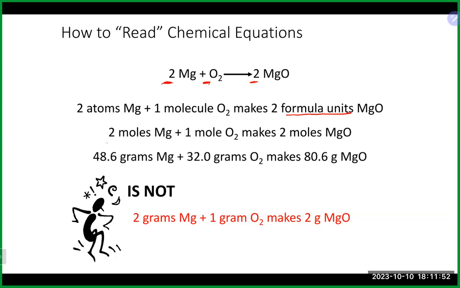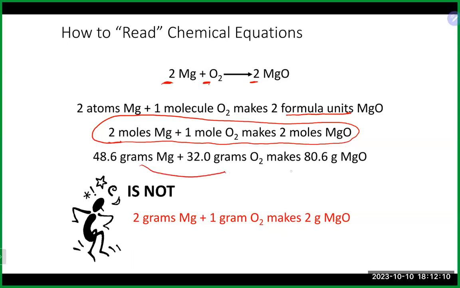The relationship that we'll use the most when we get into stoichiometry is what is referred to as the mole to mole relationship. And that also comes from the coefficients in the balanced equation. We could say 2 moles of magnesium react with 1 mole of O2 to give us 2 moles of magnesium oxide.